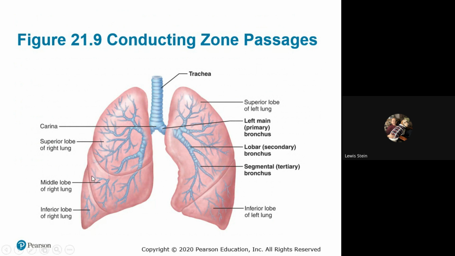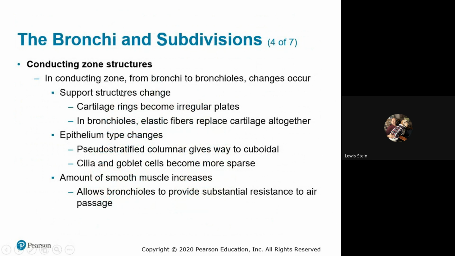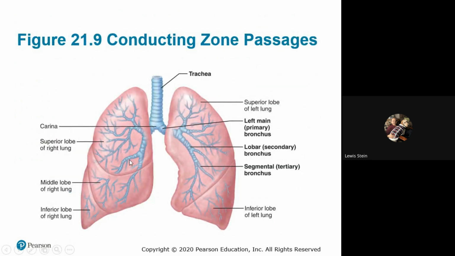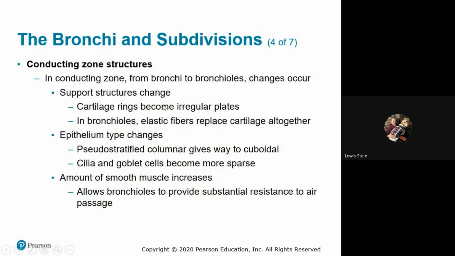Nowadays, we remove actual segments because the technology is better. So what happens? The conducting zone is really all of these structures, all the way down. So the conducting zone, the bronchi, the rings of cartilage are circular. As they get smaller and smaller, those circles of cartilage give way to plates, and then they're replaced by smooth muscle. And when we finally get down into the respiratory zone, now the cartilage effectively disappears and it's just smooth muscle.